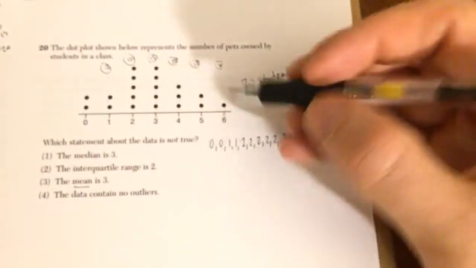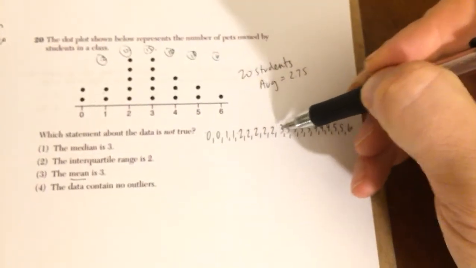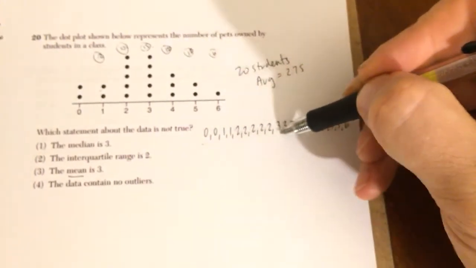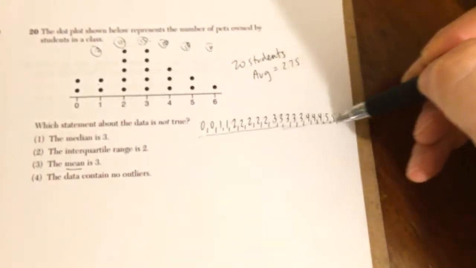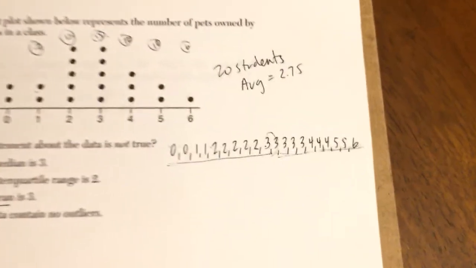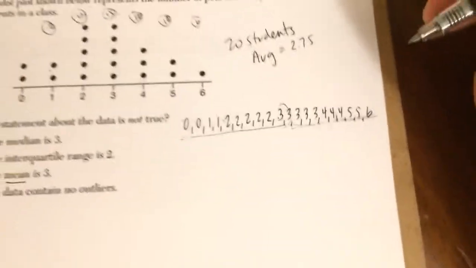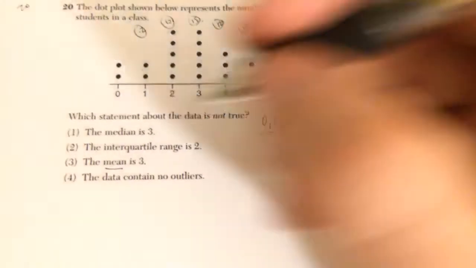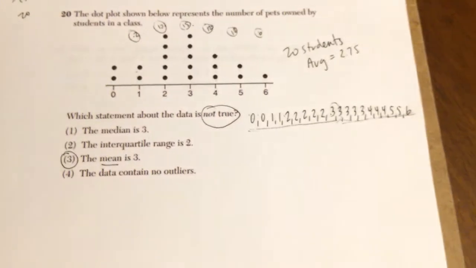The median is the middle number, so like 1, 2, 3, 4, 5, 6, 7, 8, 9, 10. So we're going to go all the way here, and then you've got this half of numbers. So you've got 10 on each side. If you don't have one true number, what you do is you find the average of those two numbers, and 3 plus 3 divided by 2 is 3. When they're asking which one is not true, it's choice number 3.